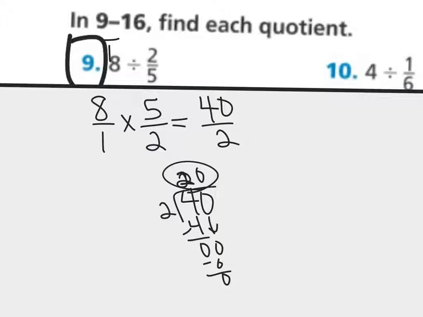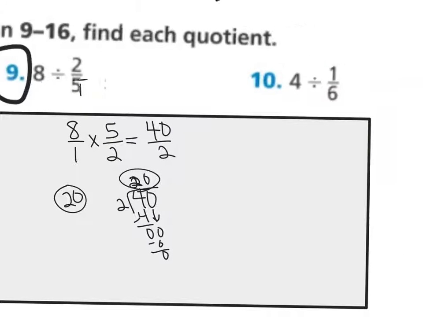And again, on some of these problems you guys can think about if your answer makes sense. If you have 8 wholes and you're dividing them into 2/5, 2/5 is a little less than half. So if we took 8 wholes and we divided them into halves, we'd have 16 pieces. We're dividing them into a little bit smaller pieces. So it makes sense we would have a little more than 16 pieces here. Answer is 20.